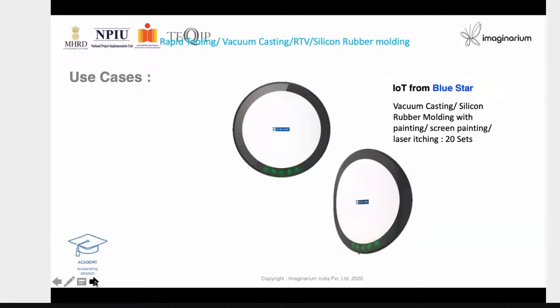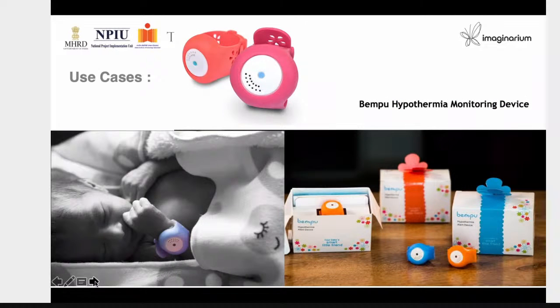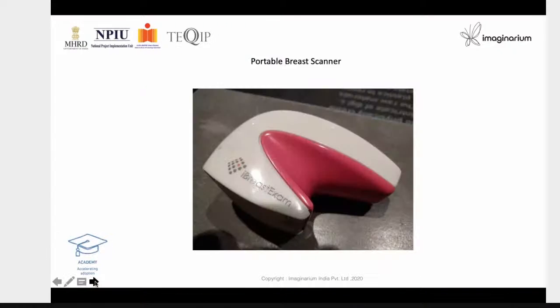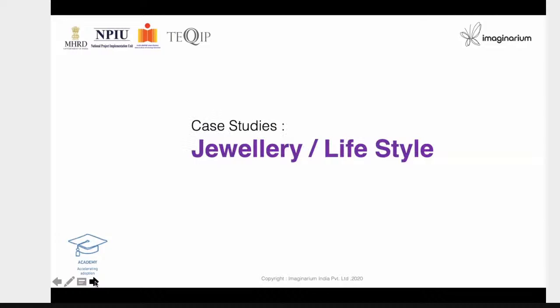This is Blue Star's IoT device, which in fact got an award. And this is all made at Imaginarium. And this is Bempo's hyperthermia monitoring device. This is also made at Imaginarium, where we have to develop a new material which is infant skin friendly. Very important. This is a portable breast scanner, and of course we did the exterior, not the interior technologies.